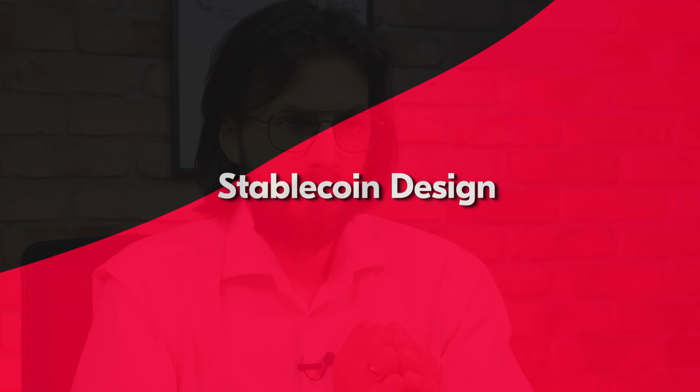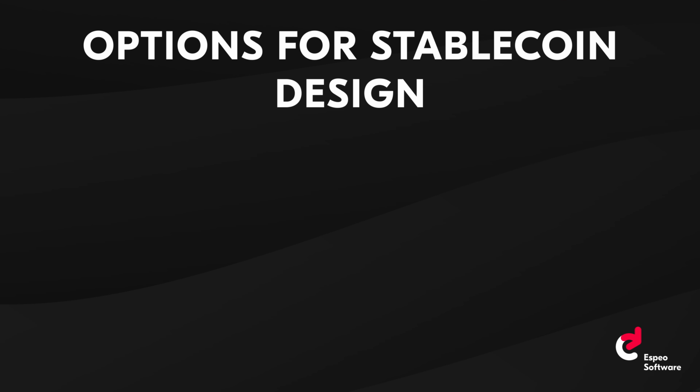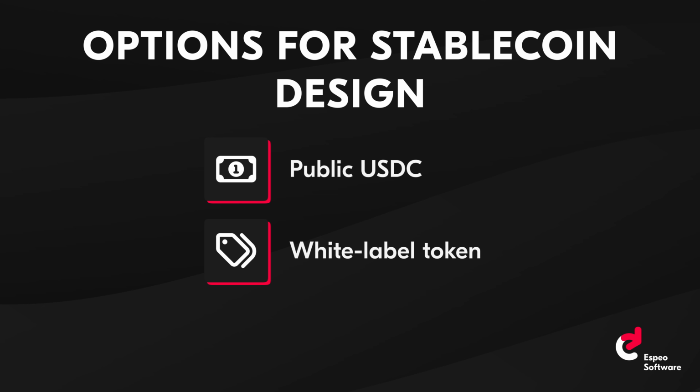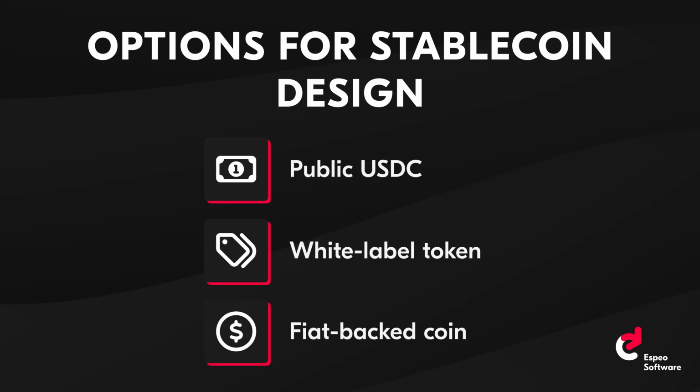Okay, so how do we accomplish this? We need to make a design choice. Let's talk through our choices for the coin itself. We have 3 options. Adopt a public USDC, create a white label dollar token with Paxos, or mint our own fiat-backed coin. Let's examine these options.